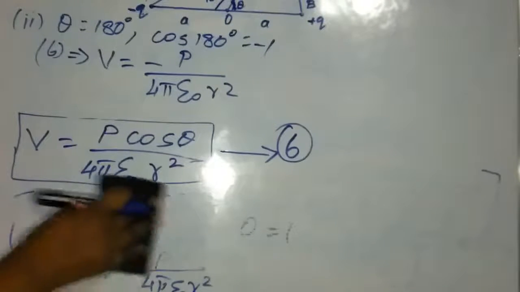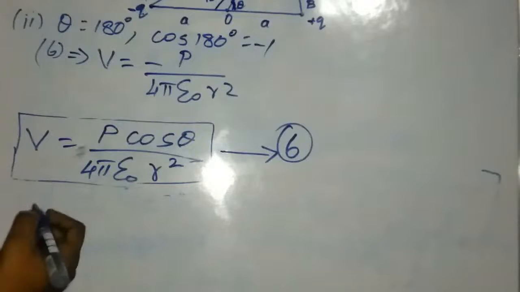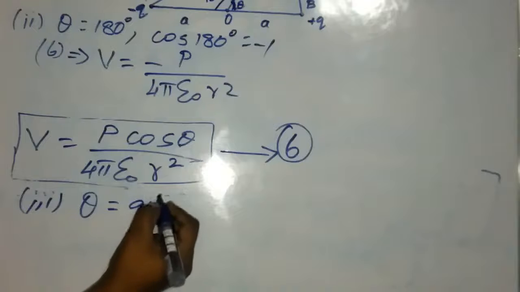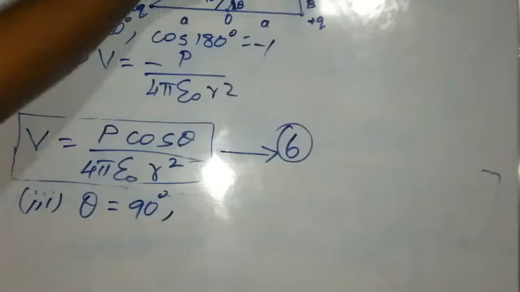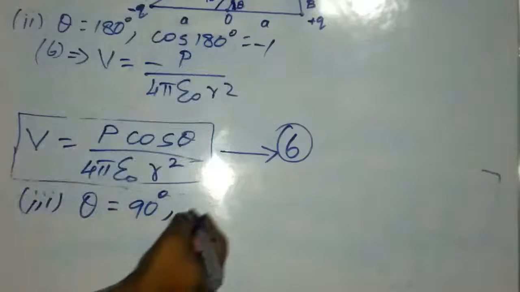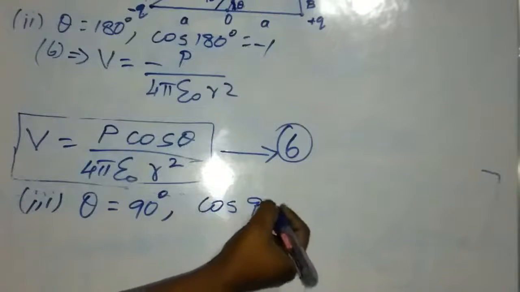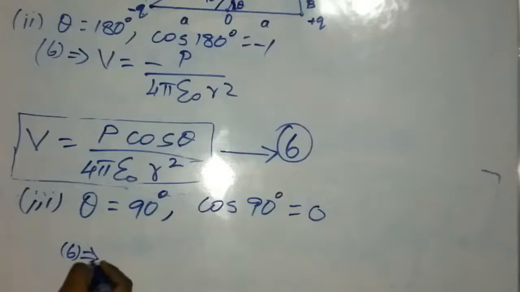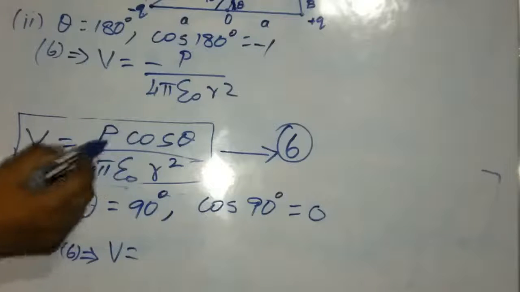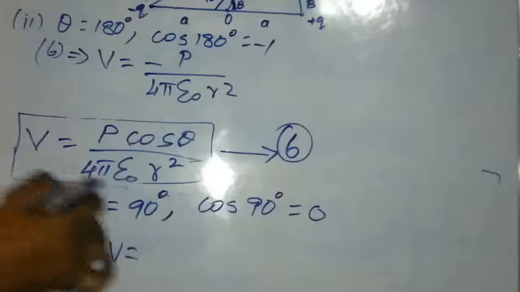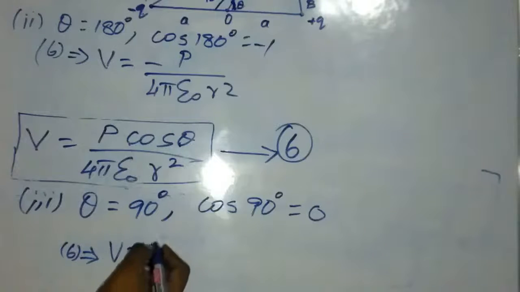Then the third case: if theta equal to 90 degree, means the point P lies on the equatorial line, then cos 90 degree equal to 0. So from equation 6, the value of V becomes 0. If the value of cos 90 degree is 0, the whole value will be equal to 0. That's all, students.